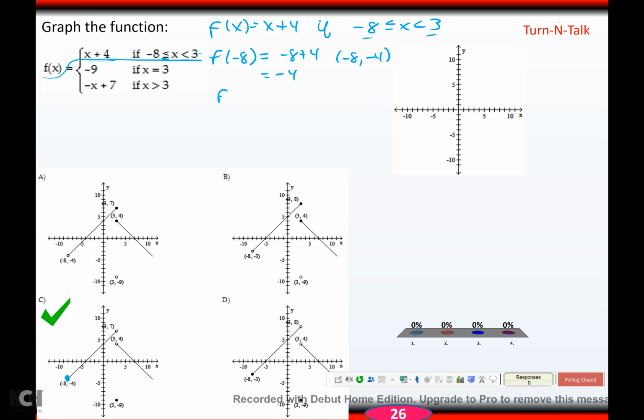And then I pick 3, which is going to be an open circle because of the no bar. And that's going to be 3 plus 4, which is 7. So 3 comma 7 is right there, but I use an open circle. So there's the top.